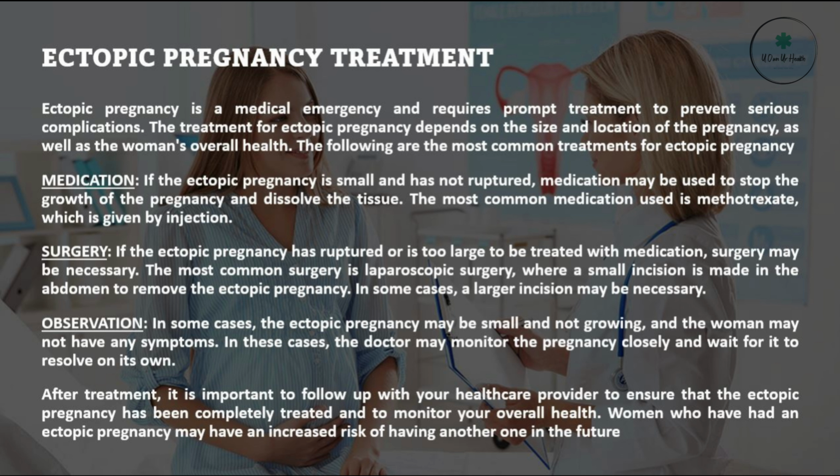Surgery. If the ectopic pregnancy has ruptured or is too large to be treated with medication, surgery may be necessary. The most common surgery is laparoscopic surgery, where a small incision is made in the abdomen to remove the ectopic pregnancy. In some cases, a larger incision may be necessary. Observation. In some cases, the ectopic pregnancy may be small and not growing, and the woman may not have any symptoms. In these cases, the doctor may monitor the pregnancy closely and wait for it to resolve on its own.